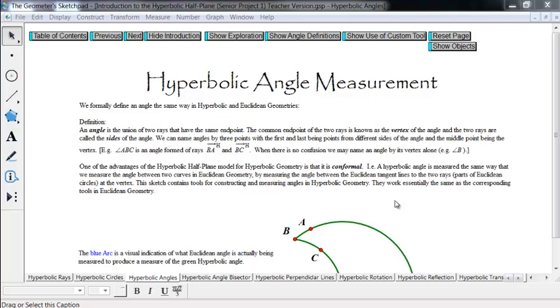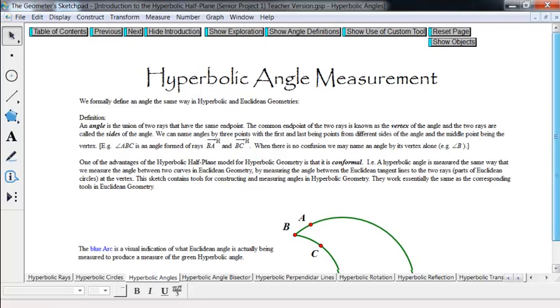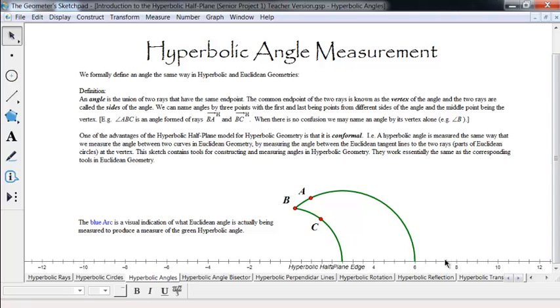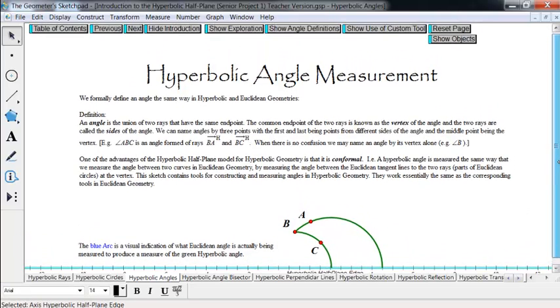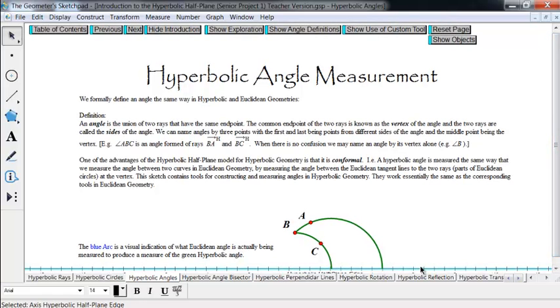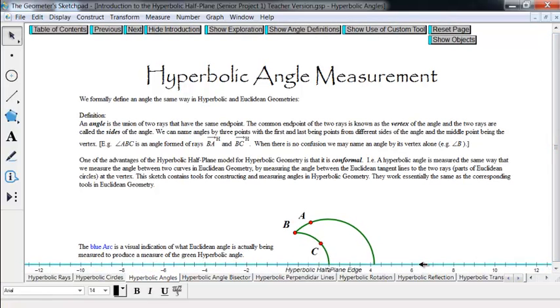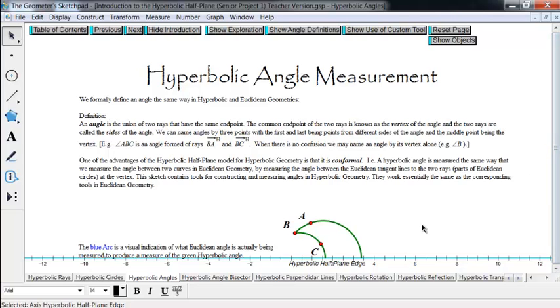In this video we're going to be talking about hyperbolic angles and angle measurement. So in our hyperbolic half-plane model, let's pull the edge up here where we can see it. We are looking at angles. And remember, angles are defined exactly like they are in Euclidean geometry.